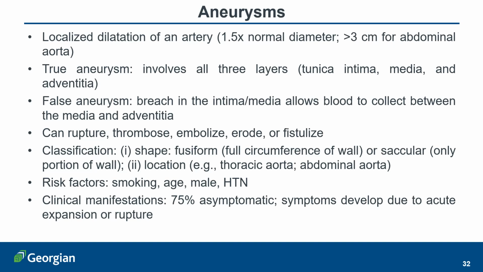Risk factors, modifiable, include smoking and hypertension. Non-modifiable are age as well as sex. Males are more commonly affected compared to females. In terms of clinical manifestation, it might surprise you to know that 75% of all aneurysms are asymptomatic. If they don't grow, and if they don't rupture, thrombose, embolize, erode, or fistulize, then they can remain asymptomatic the entire life. Symptoms only develop when there is an acute expansion or rupture of the aneurysm itself.